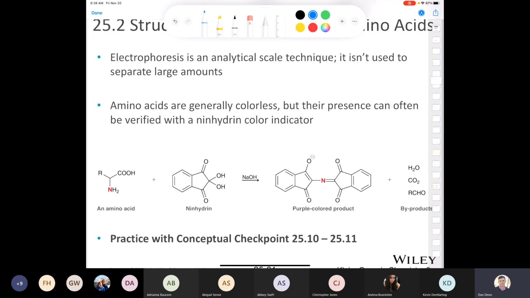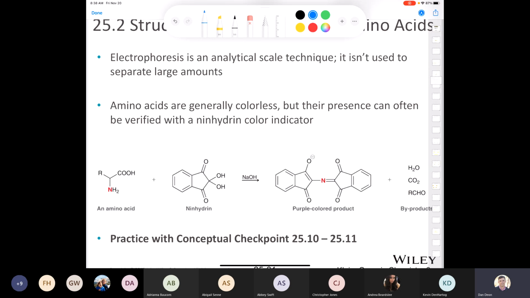Amino acids are generally speaking colorless, but we can detect their presence by treating them with what's called a ninhydrin color indicator. And there's a really interesting piece written in our textbook about the ninhydrin color indicator and how it's used to detect fingerprints at, say, a crime scene, for example.